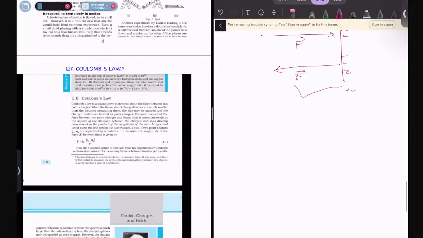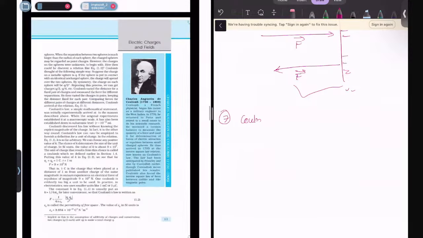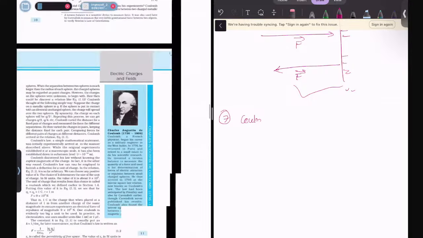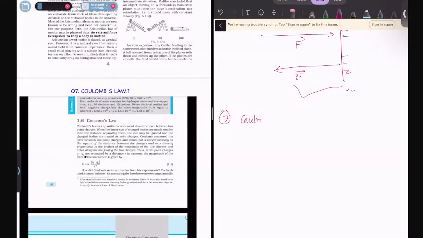What is Coulomb's law? After this, I think we have some numericals to solve. After this, we'll move to a numerical, then we'll come to the theory part. Okay, Coulomb's law. So what is Coulomb's law?